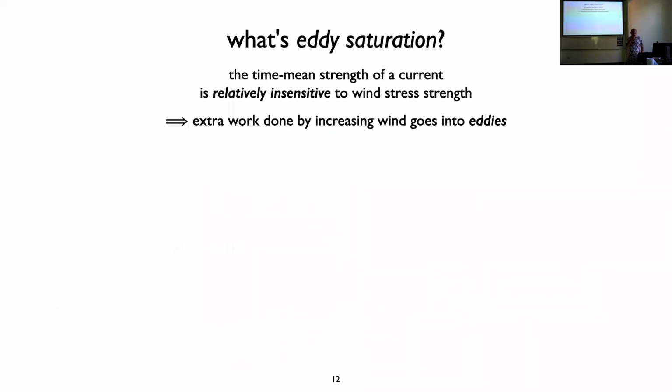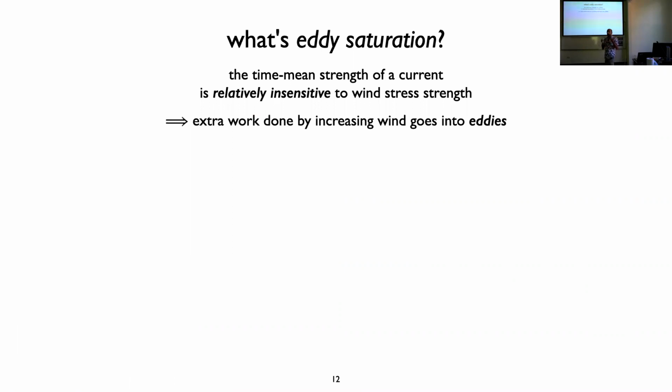So what is eddy saturation? It's first of all a bad name, but stick with me. This is the name, I didn't pick it, and I won't change it. But it's the phenomenon where the strength of the current becomes insensitive to the strength of the winds. So you're doubling the winds and the current doesn't change. The mean strength of the current doesn't change.